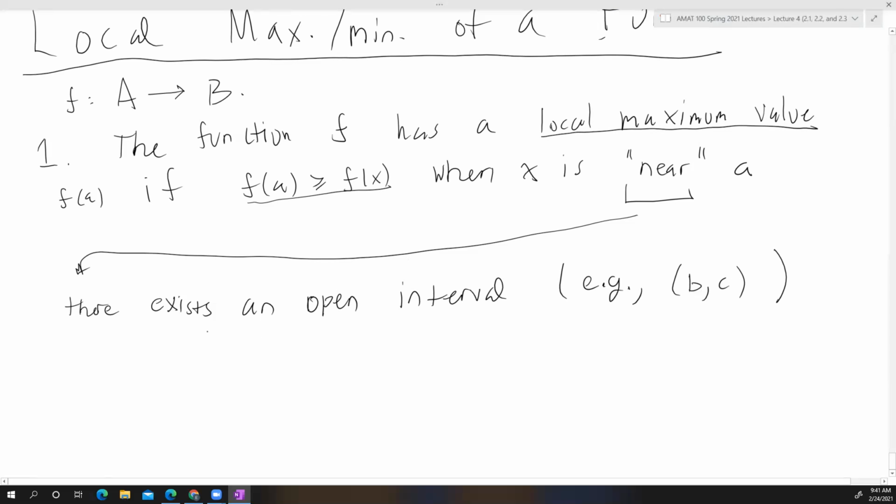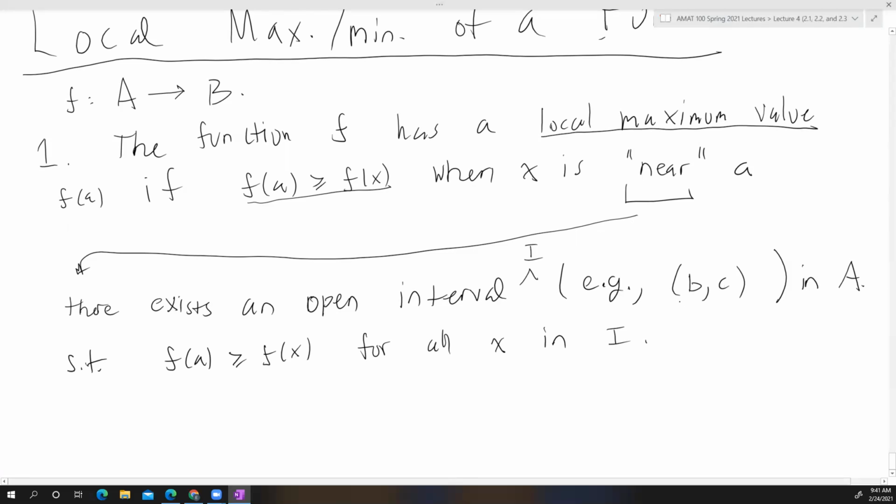So near just means that there exists an open interval such that f of open interval in A. So we want the open interval to be contained in the domain such that f of A is greater than or equal to f of x for all x in I. So there exists an open interval I.